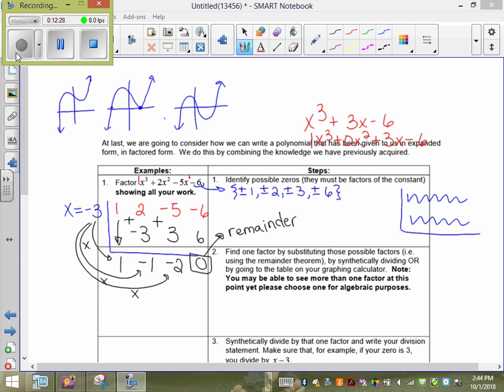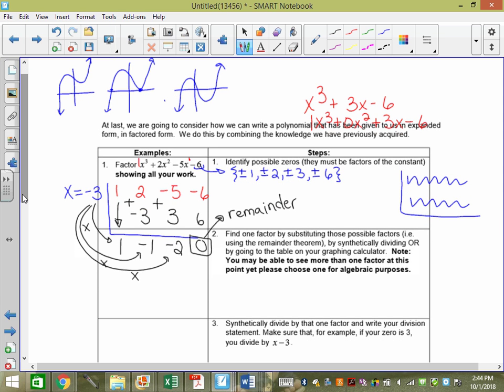Okay. So we have one factor. If this is x equals negative 3, what's my factor? X what 3? X plus 3. It's just working back, right? If I had x plus 3, it was x equals negative 3. So if I have x equals negative 3, it's just x plus 3. Yeah?